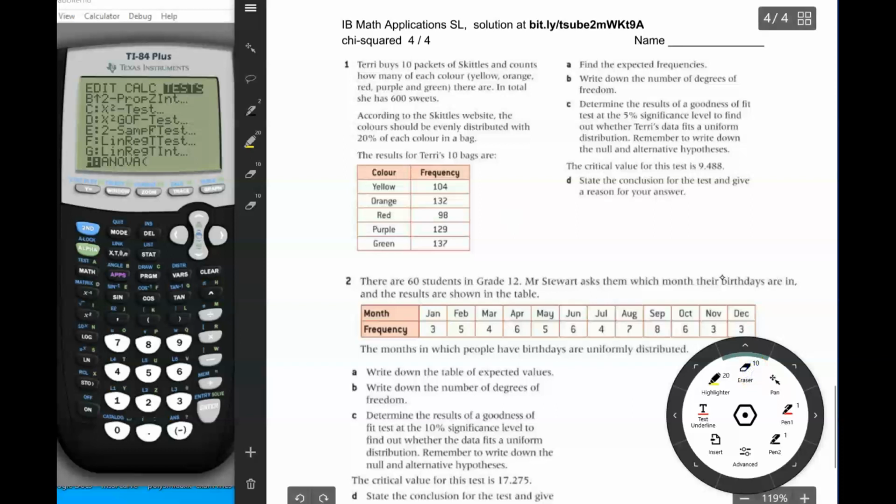Here we are on page 4 of the chi-squared packet. And on page 4, we're going to be doing something a little bit different than before. We're using the chi-squared goodness of fit test, which is right underneath the chi-squared test, which we've been doing up until now.